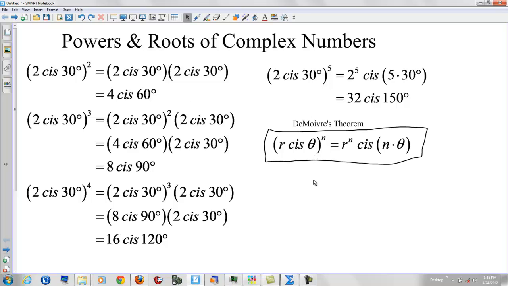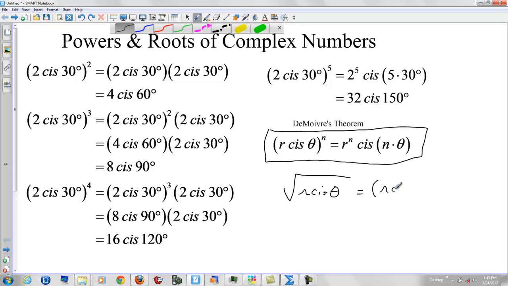However, it turns out that n can be fractions as well. And if we wanted to take the square root of r cis theta, that would be the same thing as r cis theta raised to the 1/2 power. And in the next lesson, in the second part of this video, we're going to deal with raising complex polars to fractional powers to get us roots.